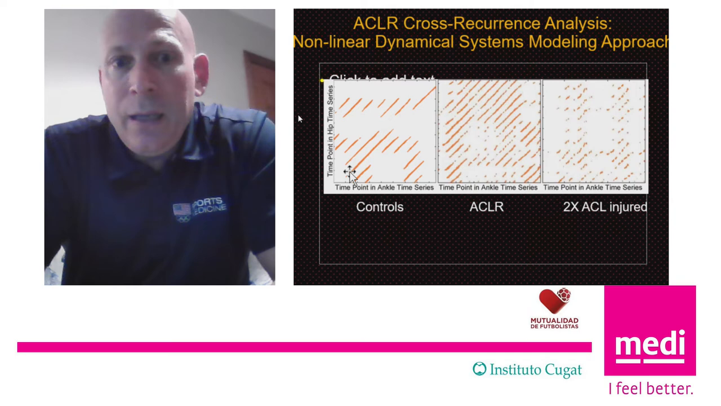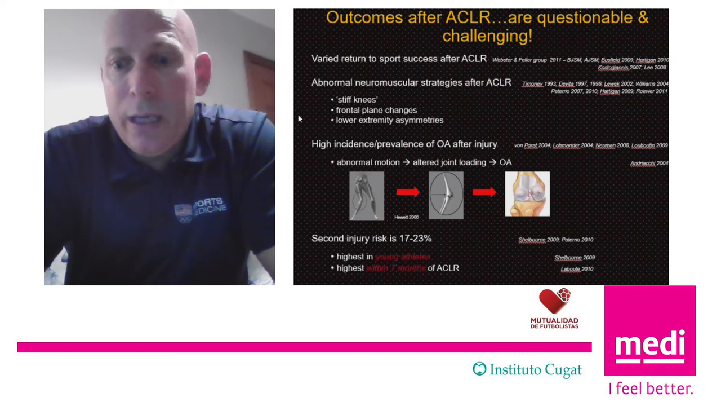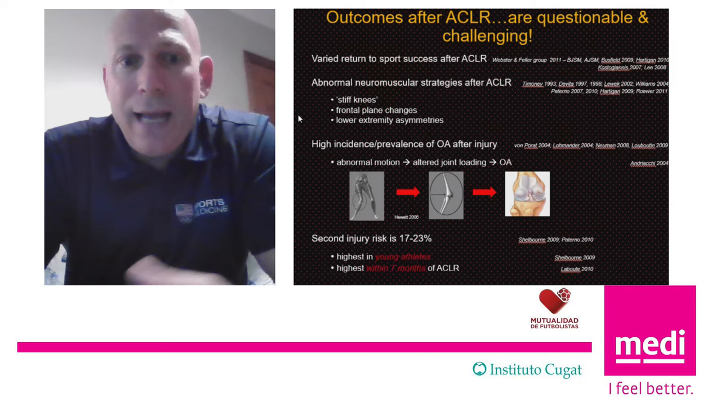The sinking of the lower extremity joints is very continuous and very linear. Whereas those that have had the ACL reconstruction and don't sense that joint as well, that linearity and continuity breaks down. And here's someone who's going to go on to a second ACL tear. Complete breakdown of the sinking of the lower extremity joints and the control of those forces. So the outcomes after ACL are challenging and they're questionable.